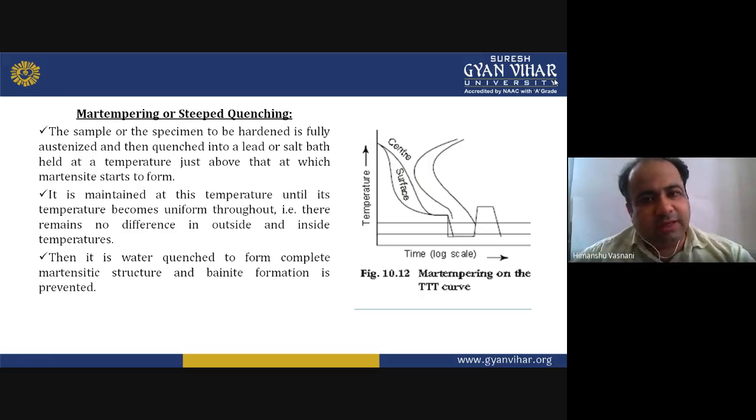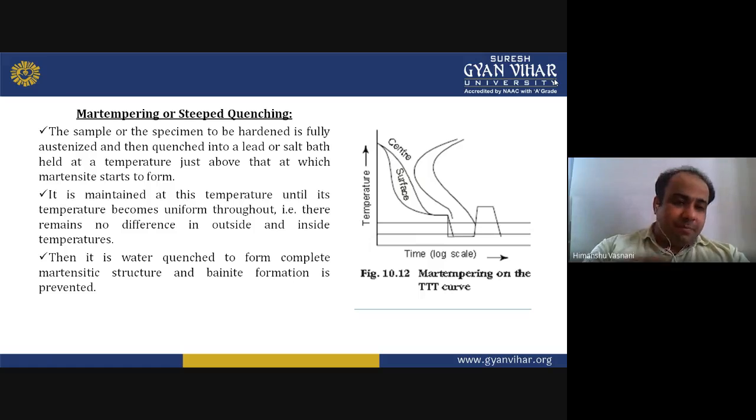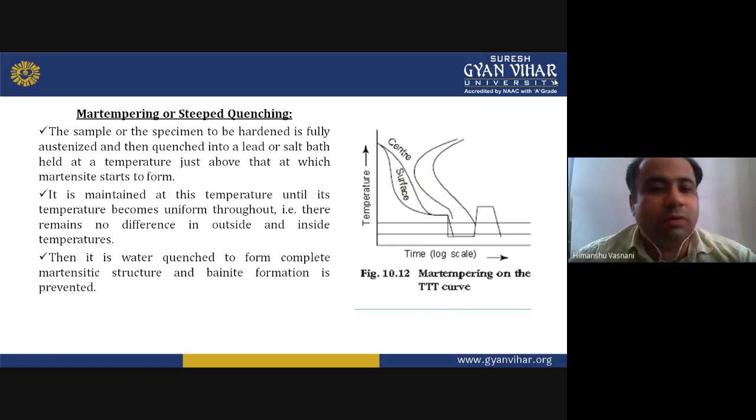Here also, it is heat hardened. The specimen to be hardened is fully austenitized. It has gone to that much extent, and then quenched into a lead or salt bath held at a temperature just above that at which the martensite begins to form. Now it is maintained at this temperature until the temperature becomes uniform throughout. There is no difference in inside and outside temperature. The temperature is uniform throughout the structure, inside and outside both.